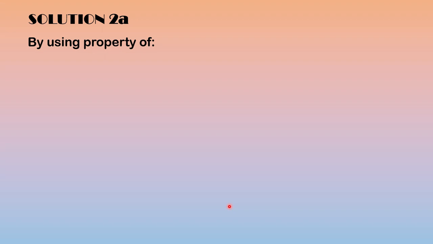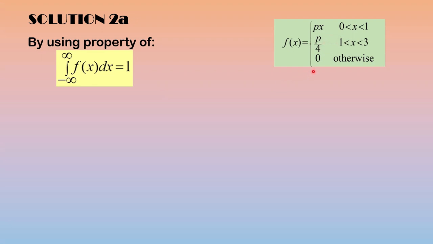Okay, so now the question asks to find the value for p. To find the value for p, you need to use the property that the integral from negative infinity to infinity of f(x) dx is equal to 1. This is our function. f(x) equals px for x between 0 and 1. For x between 1 and 3, the function is p over 4, otherwise 0.